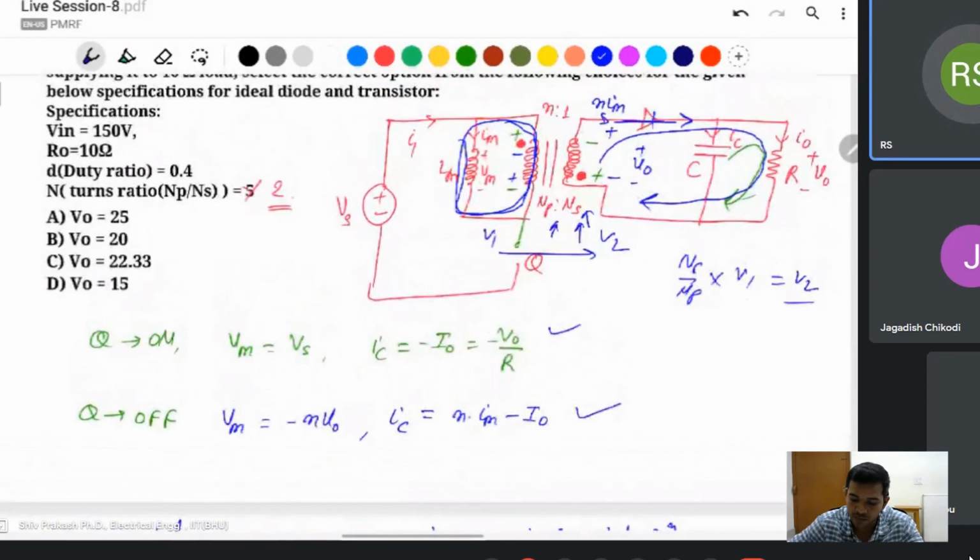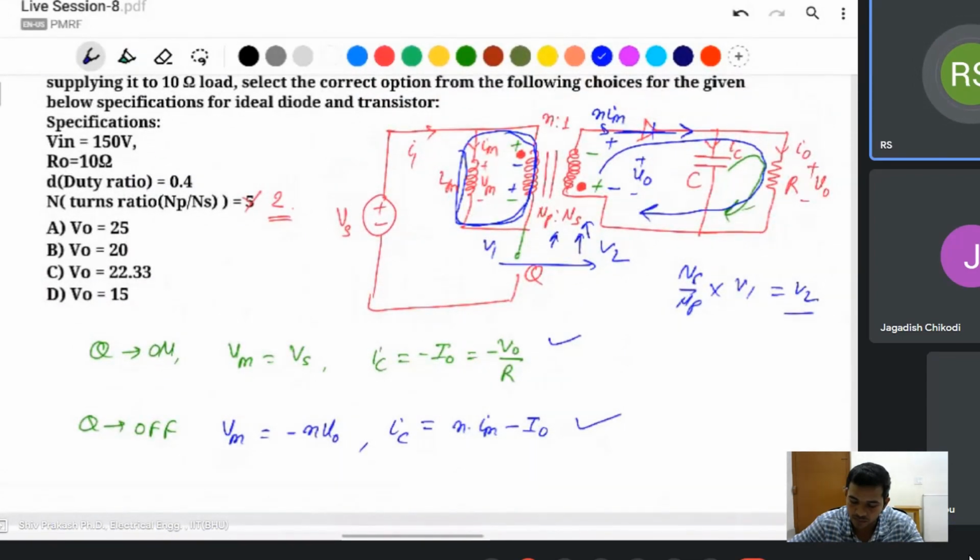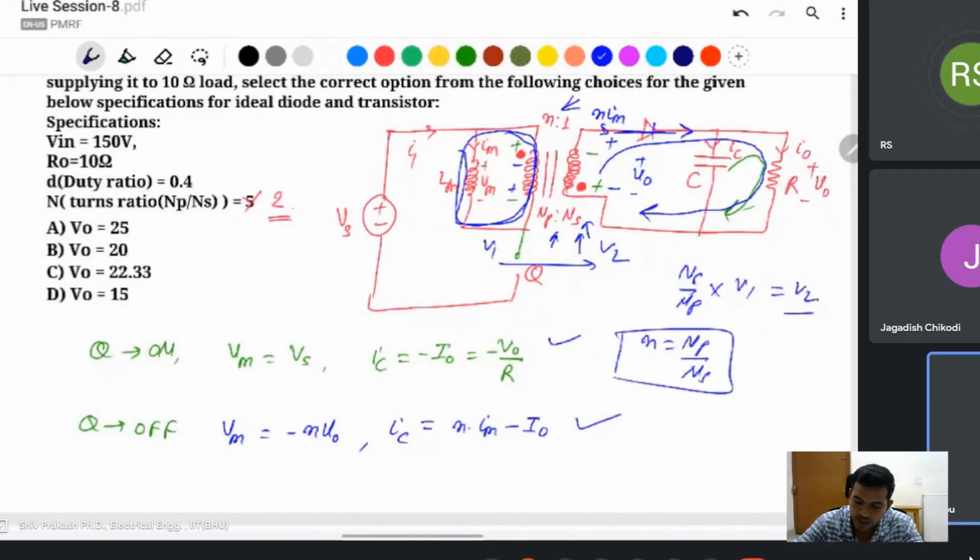Sir, is this N either NS by NP or NP by NS? This is NP by NS. Sorry, N is NP by NS. Because I have taken n is equal to n to 1, it means if you take NP as n, then the output is 1.